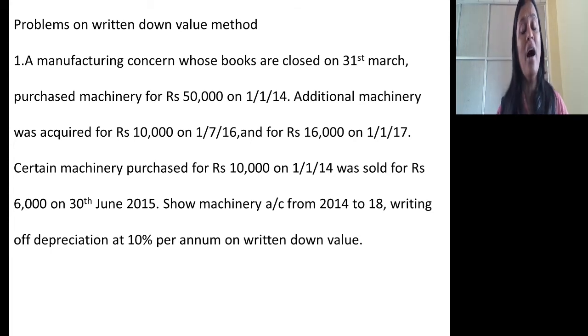Listen carefully. The organization purchased a machinery on 1/1/2014 by paying 50,000. Part of this machinery costing 10,000 was sold on 30th June 2015. This is very important because if you calculate depreciation on one asset purchased on 1/1/14 by taking 50,000 initially, later you face difficulty in calculating the book value of the 10,000 which is part of that 50,000 sold on 30th June 2015.